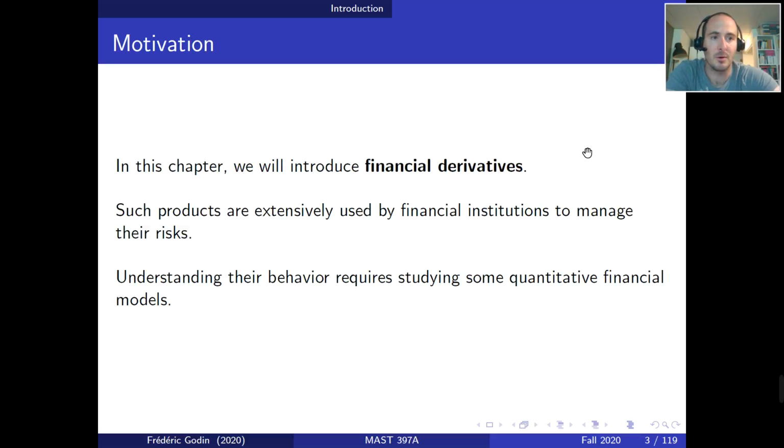So it's very important to understand in practice how they work. And to understand their behavior, it requires studying some quantitative finance models. The previous chapter was very non-mathematical. This one has some mathematics, but maybe less than subsequent ones geared towards valuation. So we're slowly going to phase in mathematics in the course.